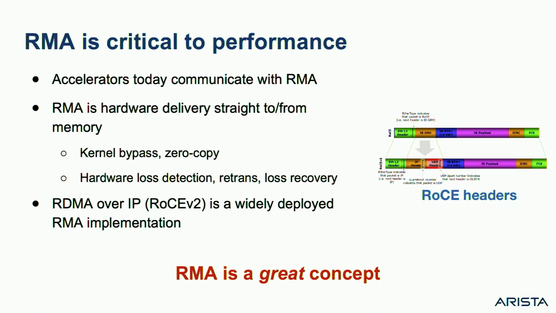RDMA, remote direct memory access, is an implementation of the RMA concept, right? And it's widely deployed, and it has functionality for loss detection, for recovery, and so forth. And it can actually run over Ethernet and IP, which is RoCE, RDMA over Converged Ethernet version 2. So the concept of RMA, that's not going to change, right? Direct memory access or memory communication between source and destination.